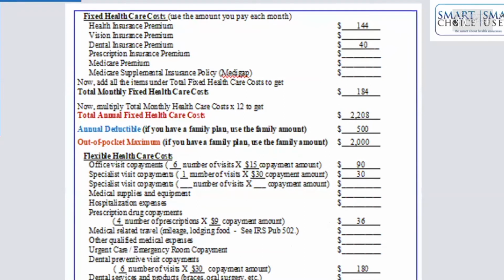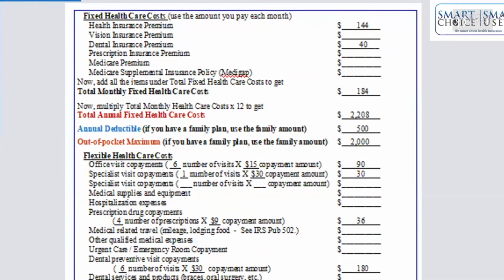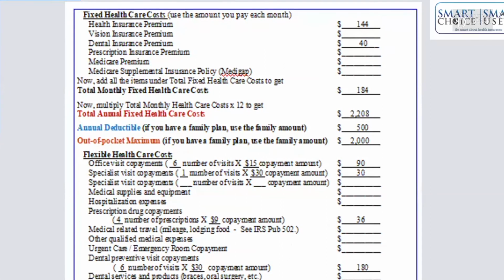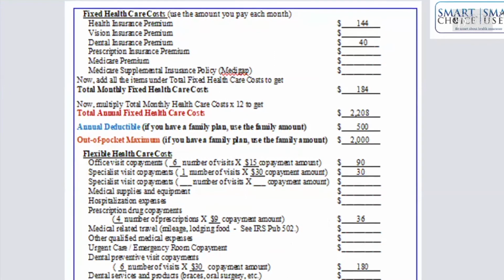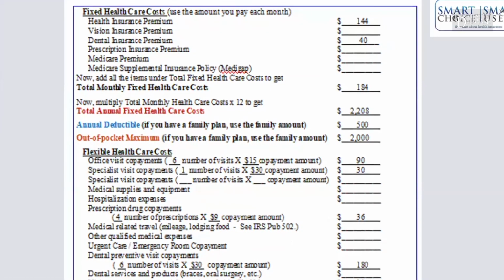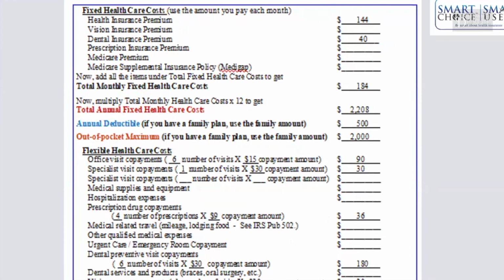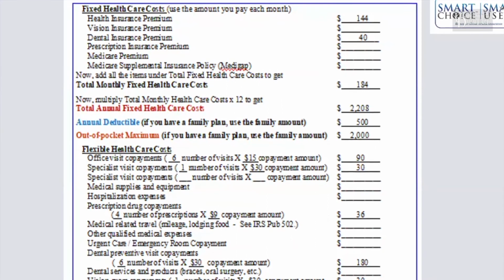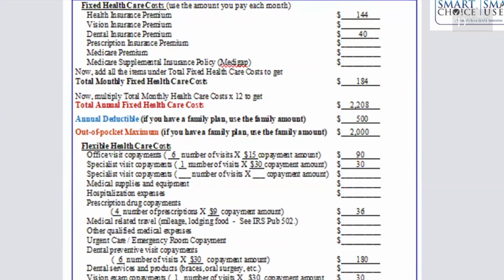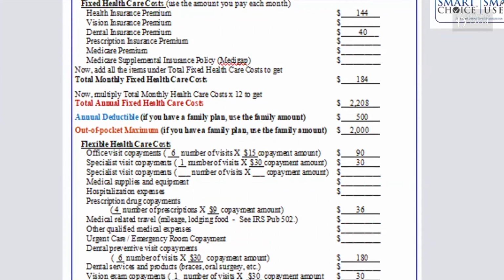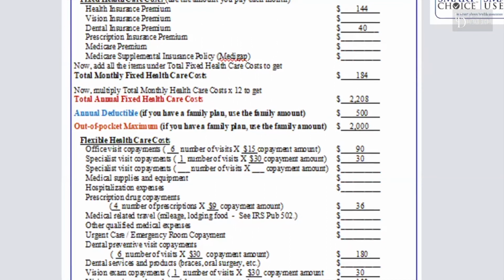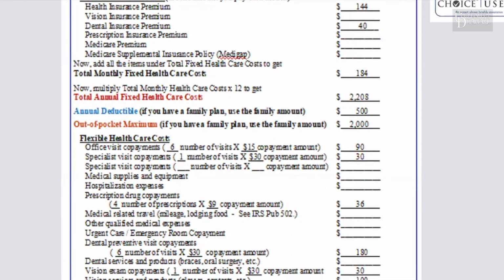Here are the answers for Perry and his family. The health insurance premium was $144 for health insurance and $40 for dental, which makes the total fixed healthcare premium cost of $184. Multiply that by 12, you get $2,208. So that's how much he's paying in premiums. The annual deductible of $500 is listed here, and that out-of-pocket maximum is listed there.